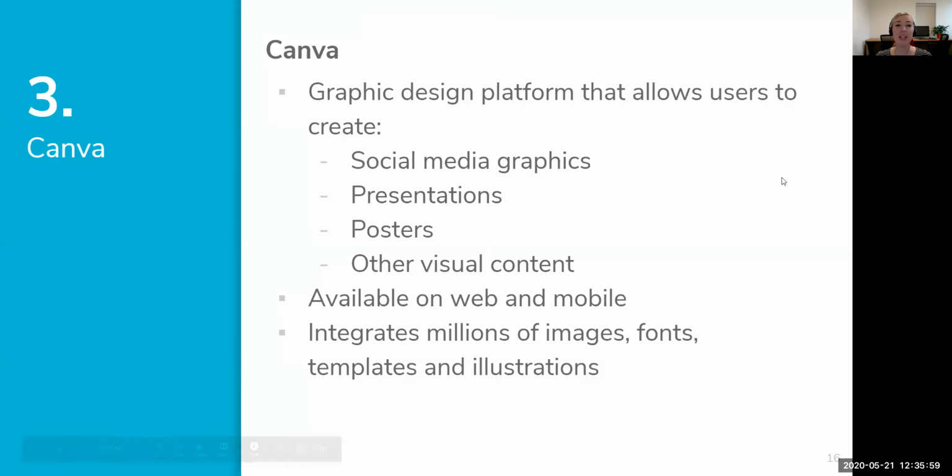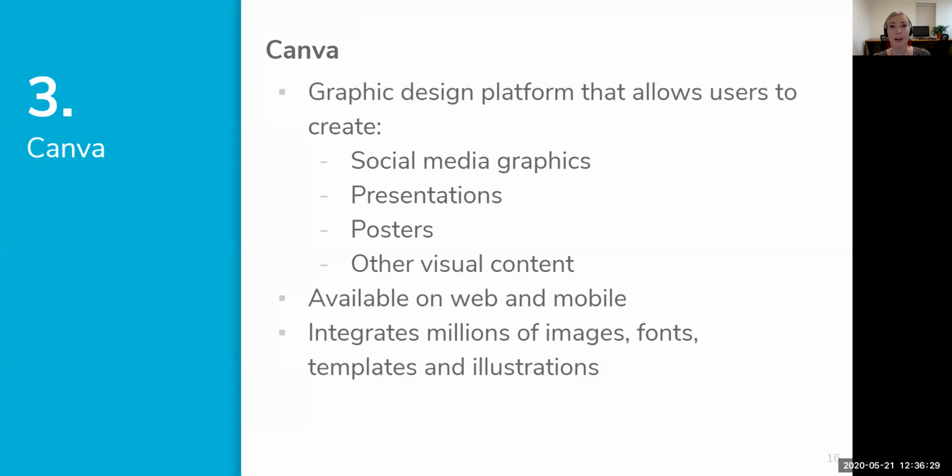So Canva is a graphic design platform that allows users to do a couple of different things. You can create social media graphics, which I know we're talking about all things social media. You can create presentations on Canva. You can create posters and many other types of visual content. Canva is available on the web and on your mobile device. I absolutely love Canva for mobile. I think it's a little bit friendlier than Picmonkey, but I do like to present both of them because I think they're really great.